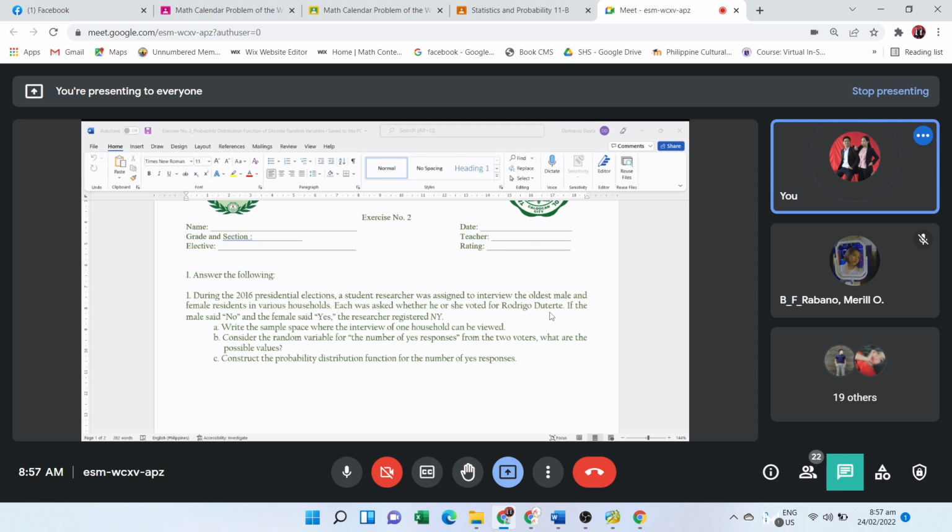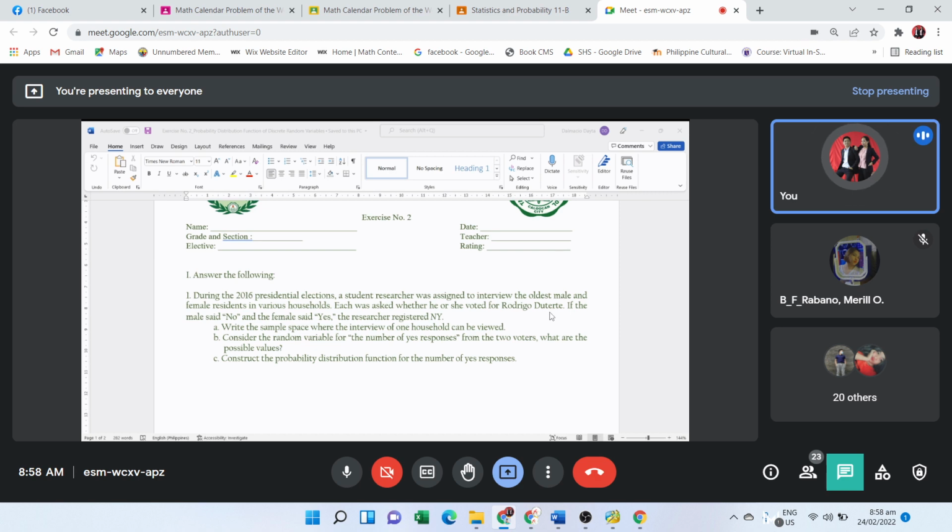And of course, you should have reviewed how to solve for probabilities, no? Okay. During the 2016 presidential elections, a student researcher was assigned to interview the oldest male and female residents in various households. Each was asked whether he or she voted for Rodrigo Duterte. If the male said no and the female said yes, the researcher registered NY. So what we're doing here is to plot or to construct the probability distribution.